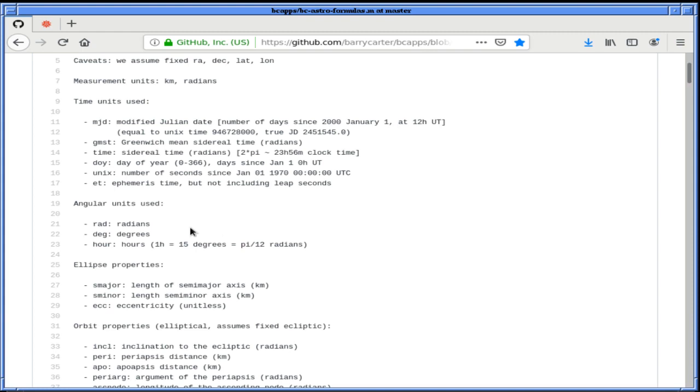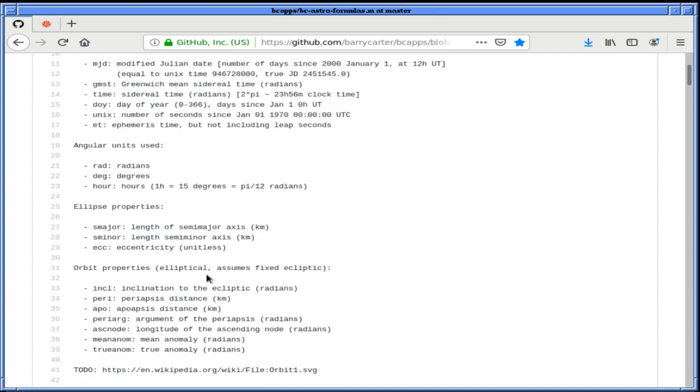The angular units we're going to be using, radians and degrees, we're all familiar with. Now, right ascension is measured in hours, and this does have some meaning because we also measure time in hours. So hours is a unit of measurement. It's equal to 15 degrees, pi over 12 radians, as you might guess, 24 hours, full cycle, 360 degrees. That's what it's based on. So that's just another unit we're going to use.